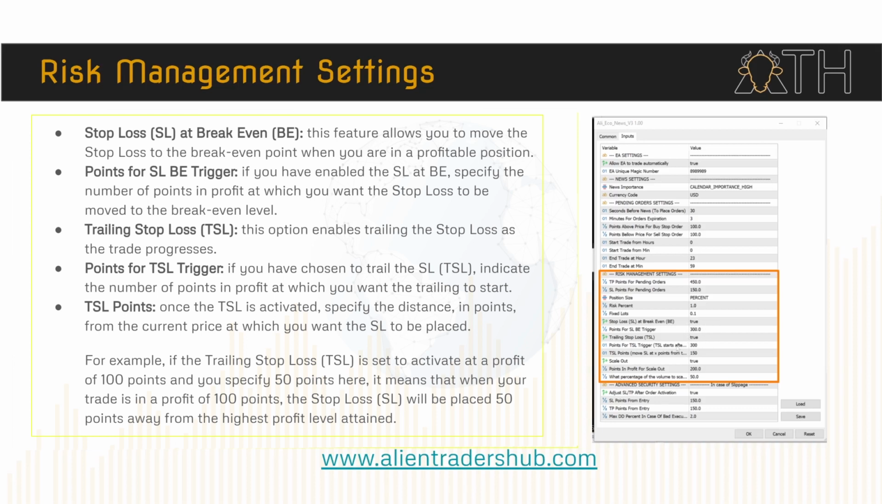Trailing stop. If you want to use the trailing stop, select true. This is points for trailing stop loss trigger. That means that the trailing stop loss will start after 300 points in profit. You can write right here 100, 200 and so on. And after the trigger is reached, your stop loss will follow the price at a 150 points distance.